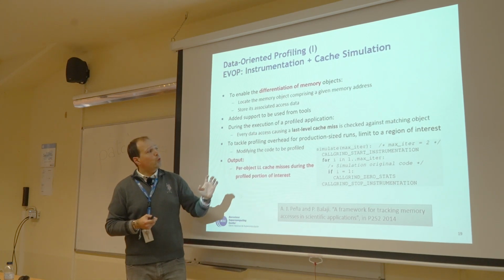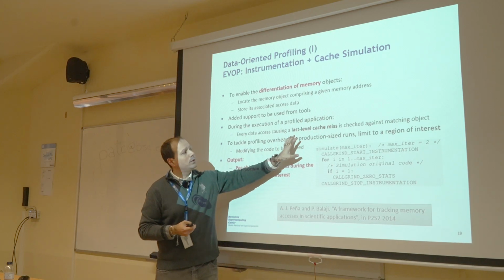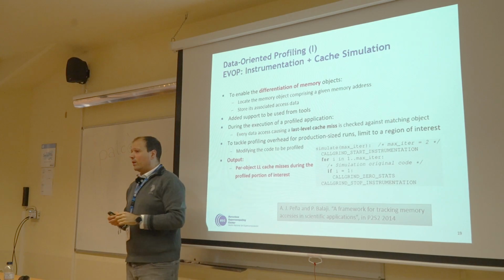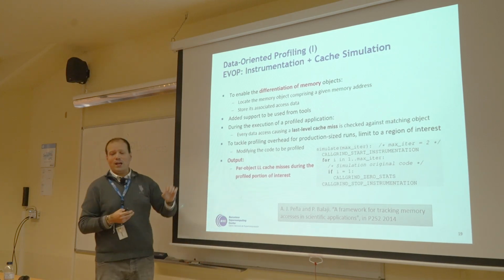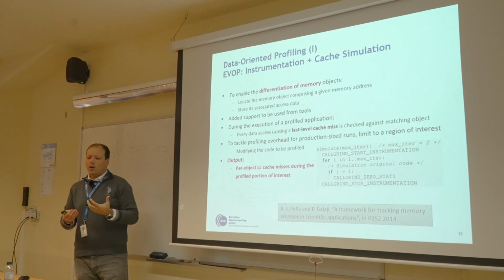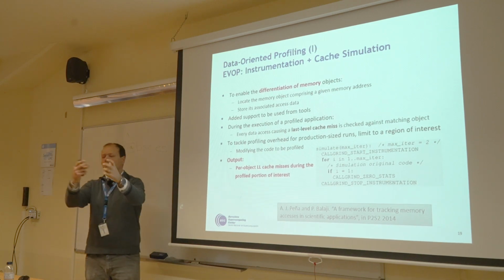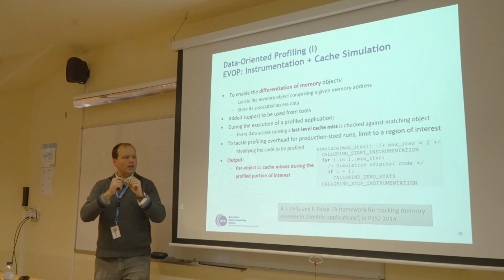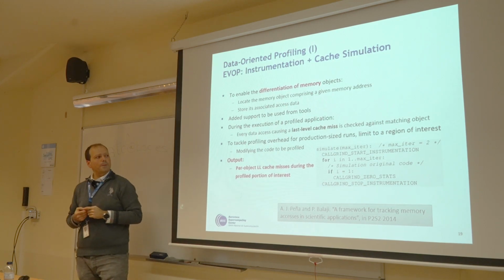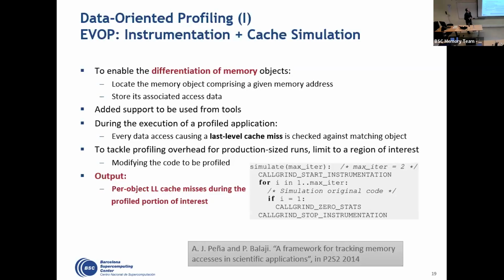That's why the idea is that we want to group the last level cache misses for all the different memory objects that we have. And those which have a greater density, meaning more cache misses per area, we will favor to be placed in the smallest but faster memory systems. Okay. So this is what we could do with instrumentation and some cache simulation.